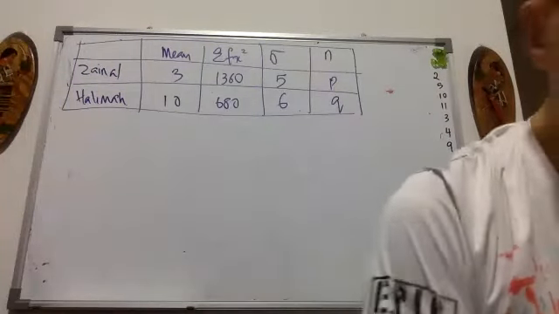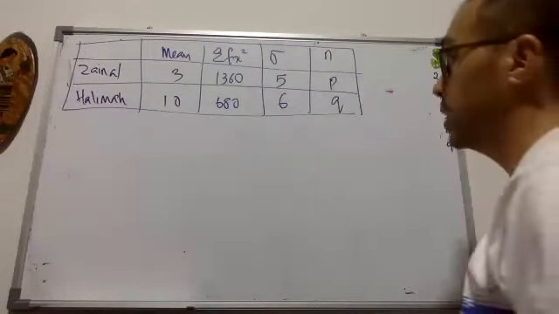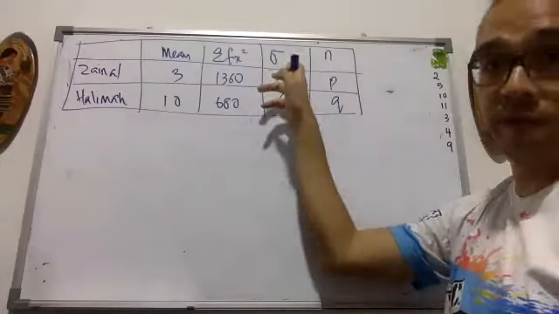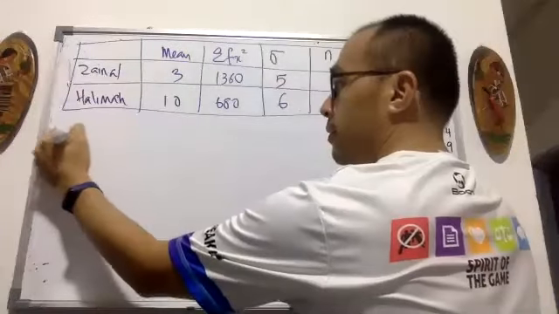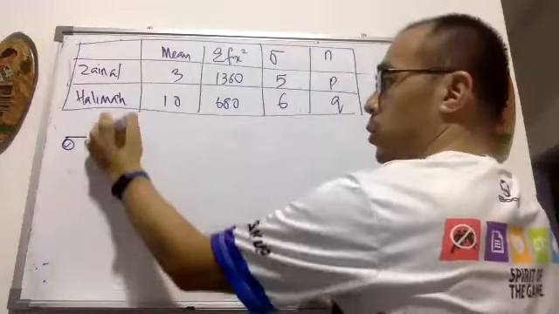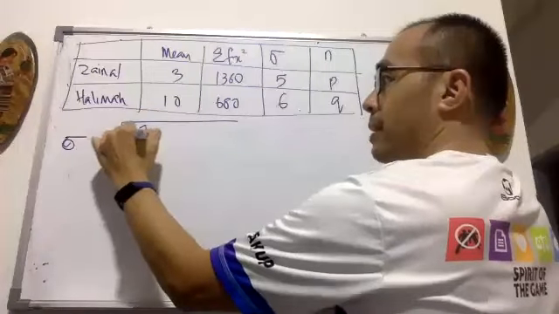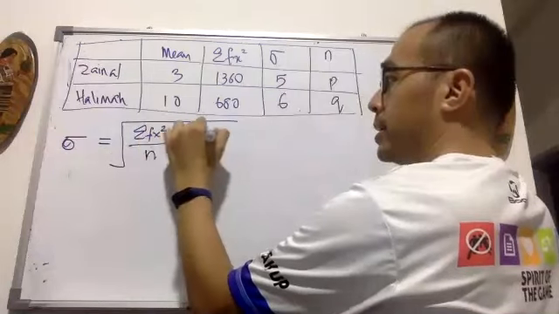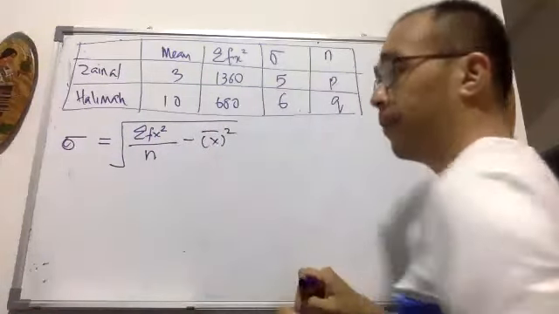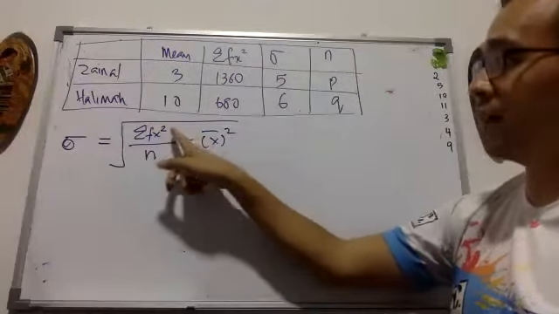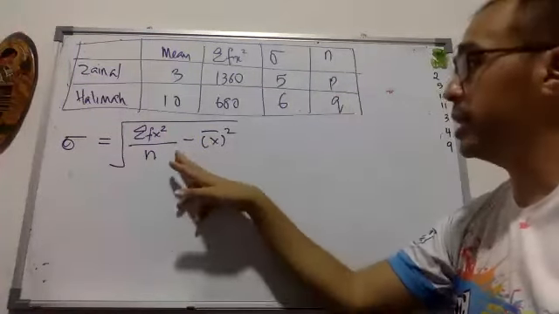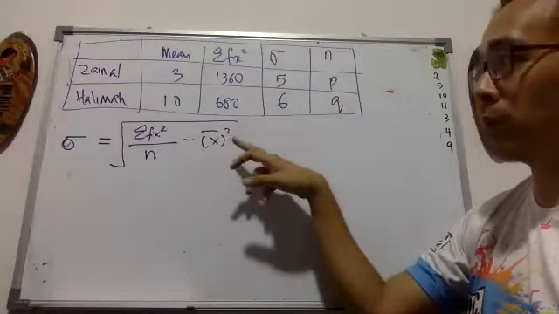So this question is basically asking you, in order to find P and Q, you need to know how to calculate the standard deviation. Remember, standard deviation, as we said just now, is the square root of the sum of fx squared over n, minus the mean squared. The sum of fx squared over the total frequency, minus the mean squared.